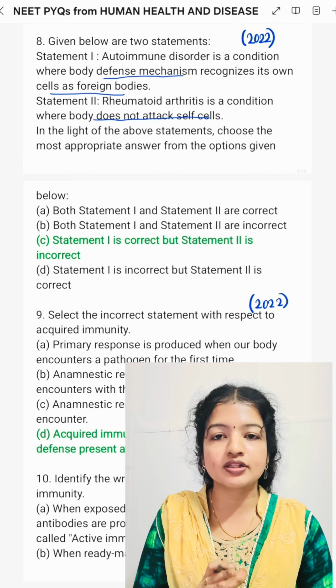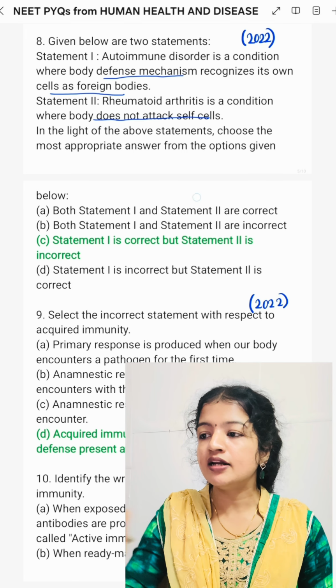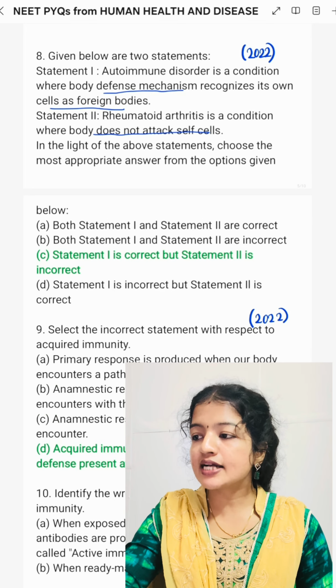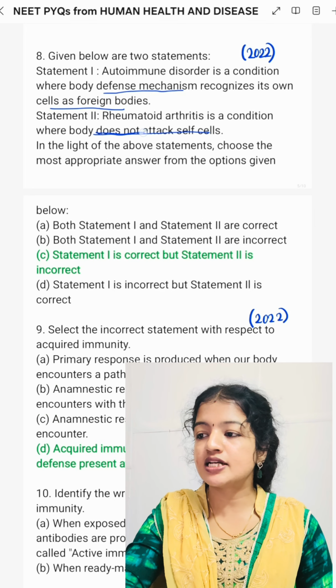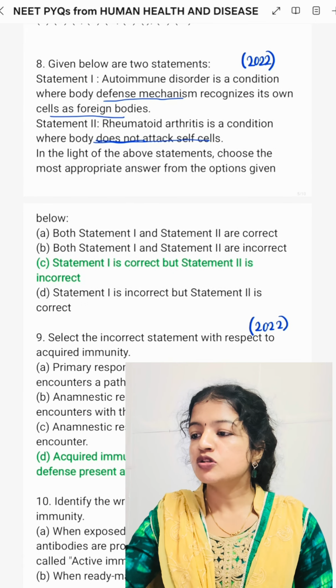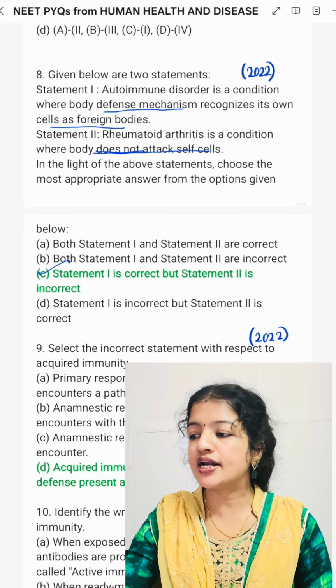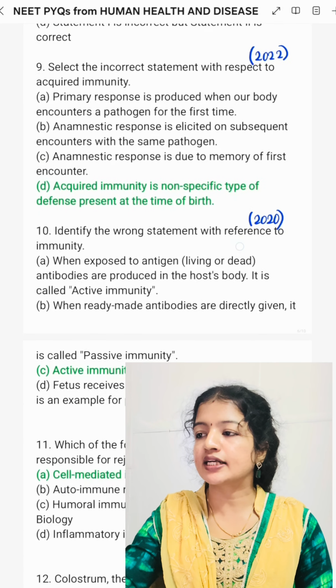Because rheumatoid arthritis is an autoimmune disease, where the body attacks its own cells, statement 1 is the correct statement, whereas statement 2 says it does not attack, so it is a wrong statement. So statement 1 is correct, statement 2 is wrong. So option C, statement 1 is correct but statement 2 is not correct. Incorrect is the correct answer.